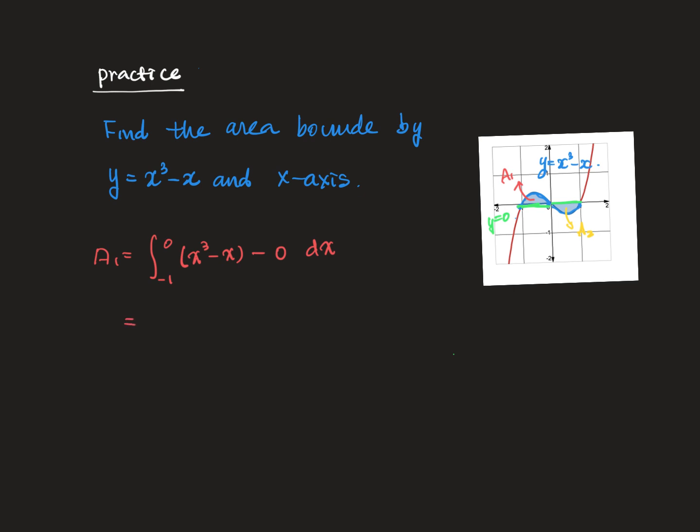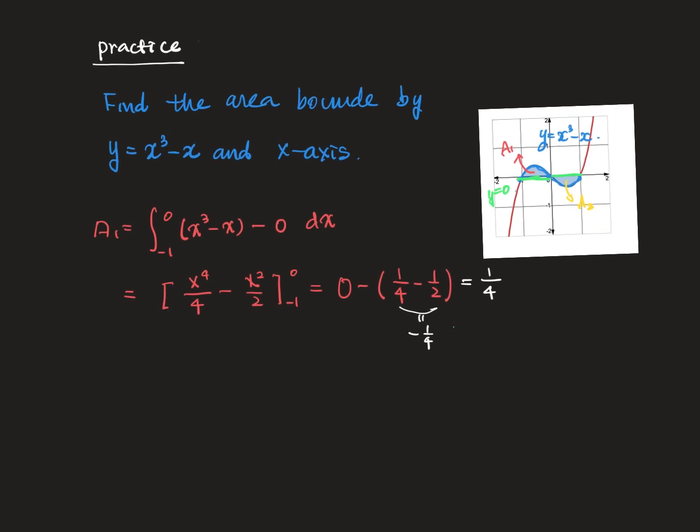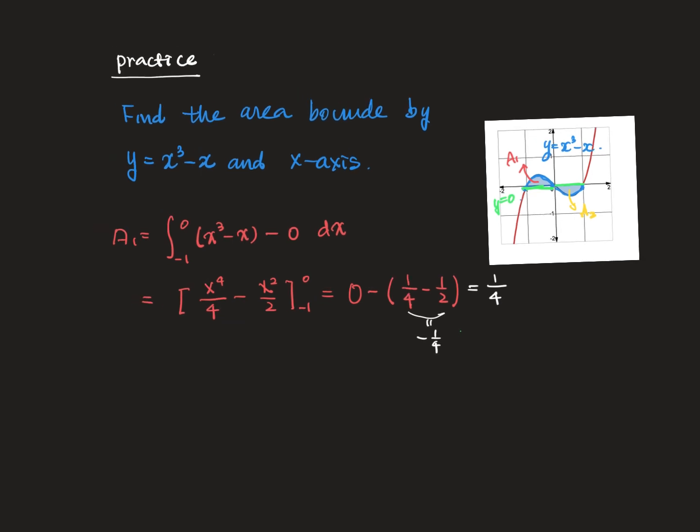Now let's find A1. The antiderivative is x to the fourth over 4 minus x squared over 2, from negative 1 to 0. Plug in the 0: 0, minus, plug in negative 1: the fourth power is 1, so 1 over 4 minus 1 over 2. So this one is going to be negative 1 over 4, and the answer is 1 over 4. If you get a negative, you did something wrong. Area is always positive.